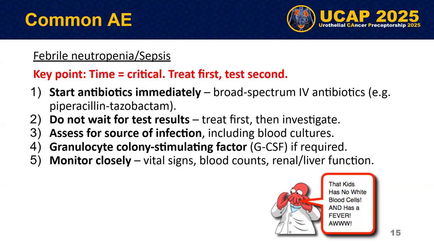We need to identify the source of infection, and tests include chest x-rays, blood cultures, and any test that could point you to the possible source of infection. Next, granulocyte colony stimulating factor or G-CSF can be administered if indicated. We should monitor our patients closely, including vital signs, blood counts, renal and liver function, especially organ functions, and ICU backup if needed.